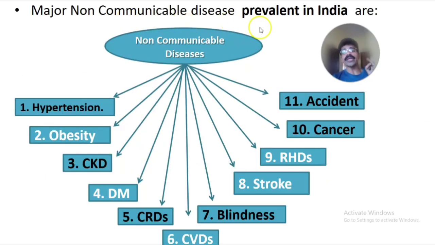The major non-communicable diseases prevalent in India, according to significance, are hypertension, obesity, CKD, chronic kidney diseases, DM, diabetes mellitus, CRDs, chronic respiratory disorders that include COPD, chronic obstructive pulmonary diseases, then CVDs, cardiovascular diseases, then blindness, stroke, rheumatic heart diseases, that is RHDs, cancer, accidents, etc. So these are the major non-communicable diseases prevalent in India.